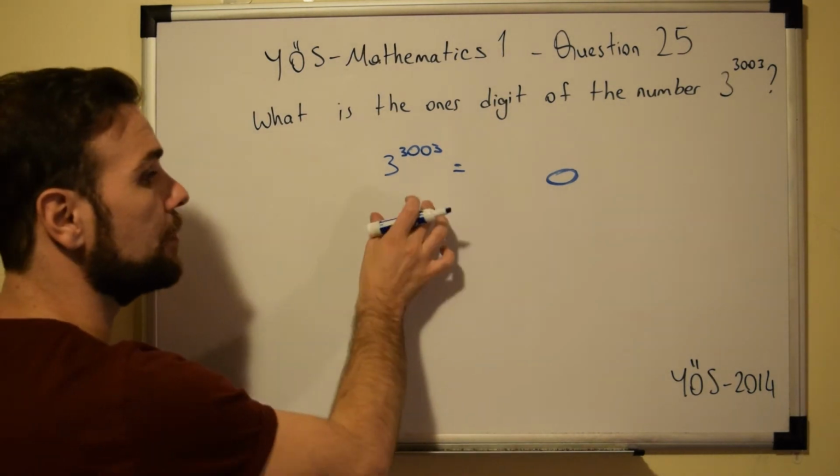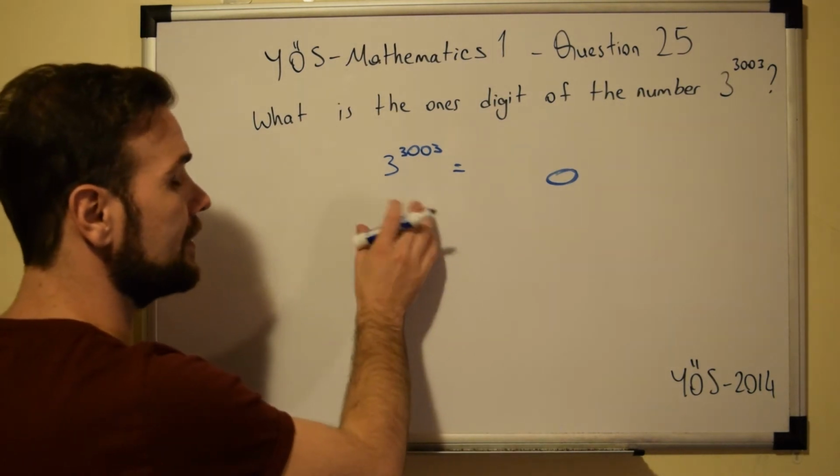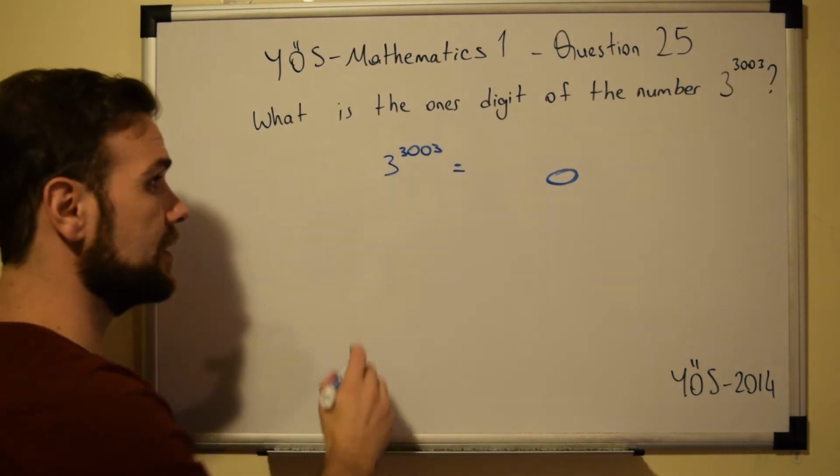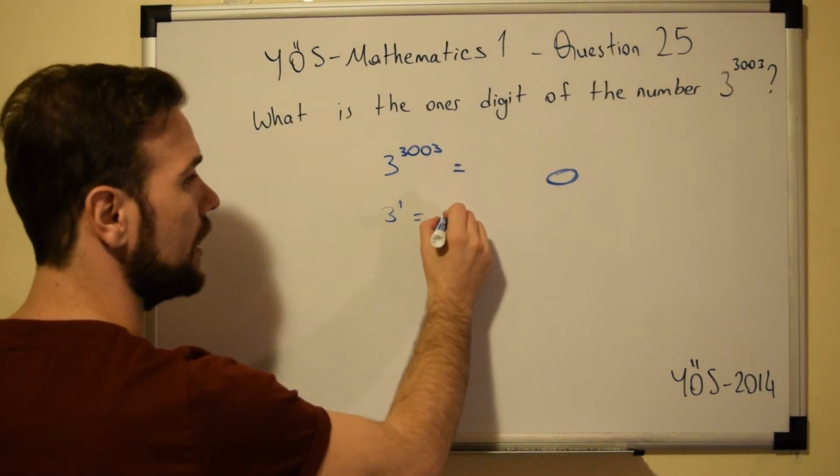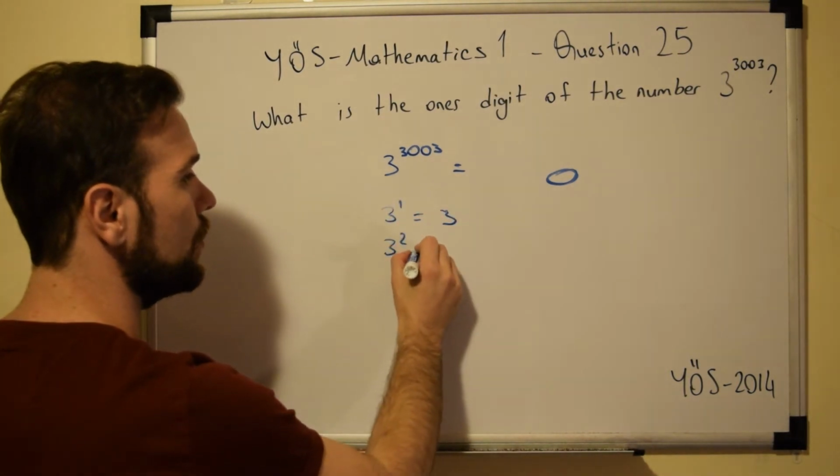Now what I'm going to do is try to find the trend that 3 to any power has. So we have 3 to the power of 1, I know it's 3. 3 to the power of 2, it's 9.